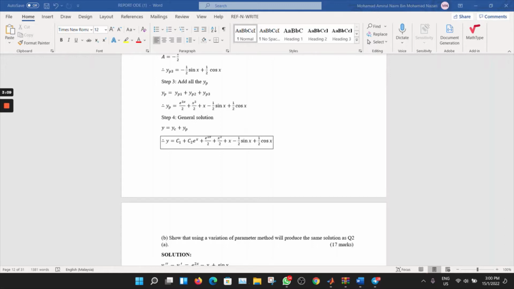So we get y equals c1 plus c2 e to the x plus e to the 2x over 2 plus x squared over 2 plus x, minus 1 over 2 sin x plus 1 over 2 cos x.